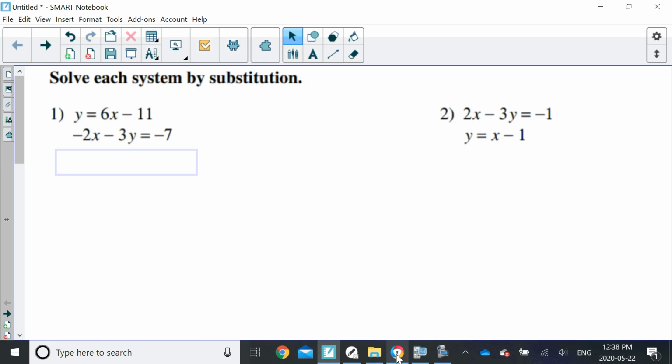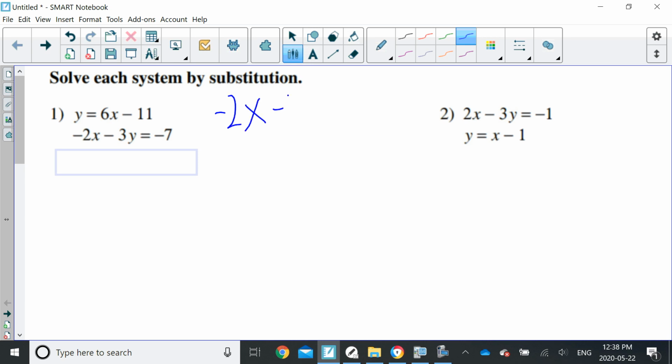Okay, so with substitution, I like writing the 2 equations next to each other. So what I'm going to do is write this bottom equation just next to my first equation. With elimination, we want them one on top of each other, but with substitution, side by side. So negative 2x minus 3y is equal to negative 7.